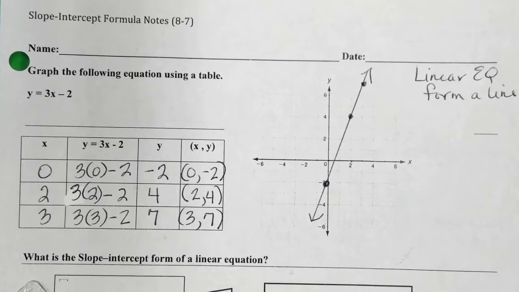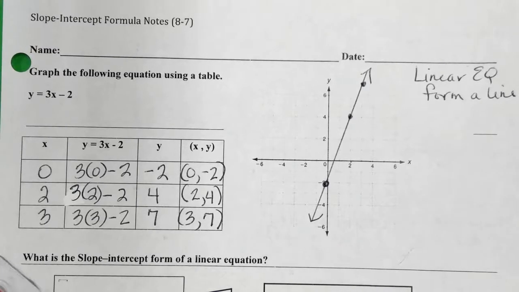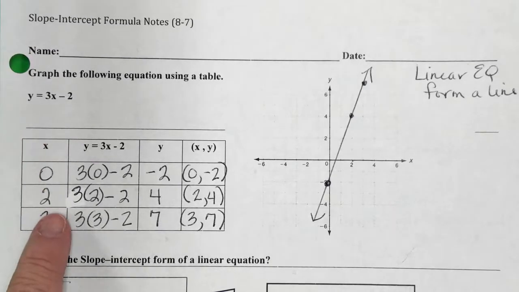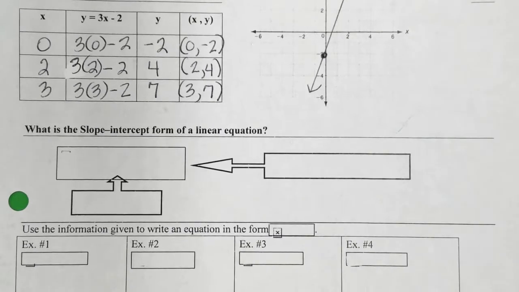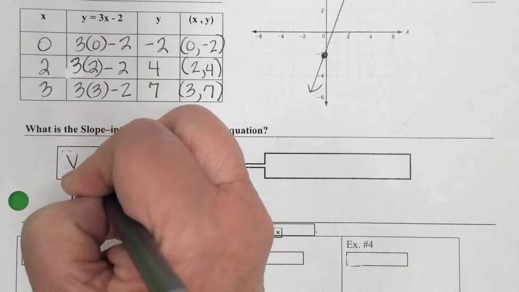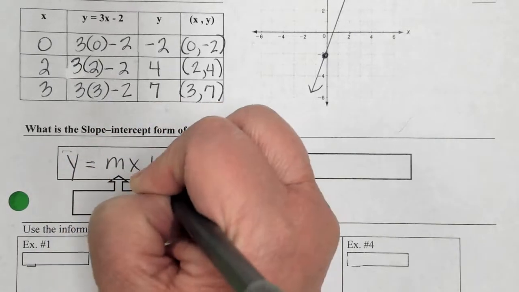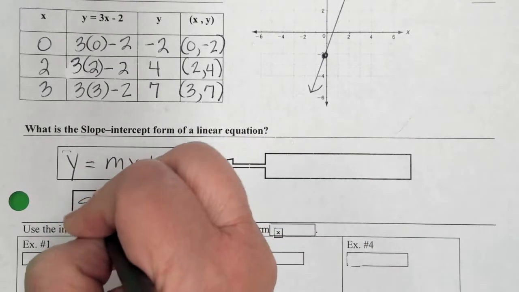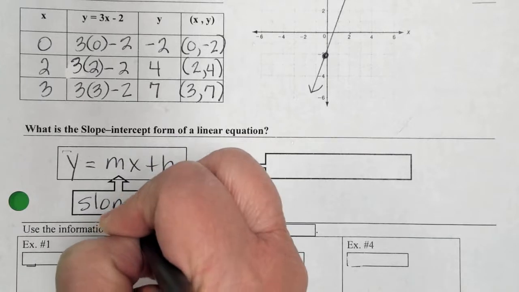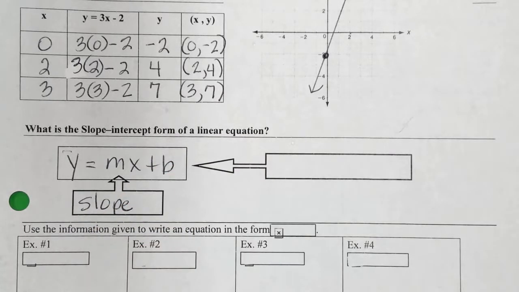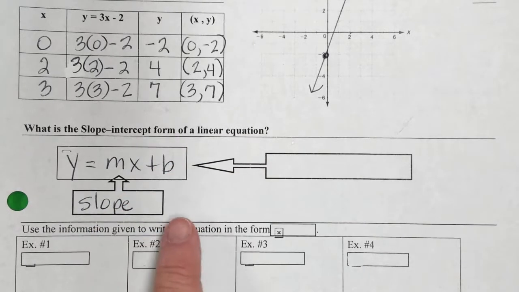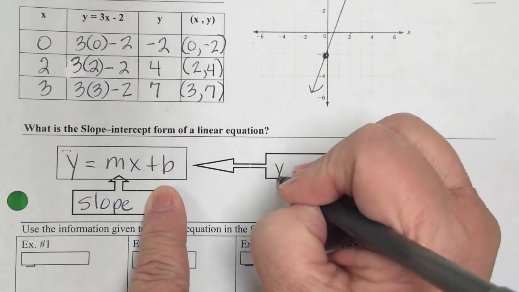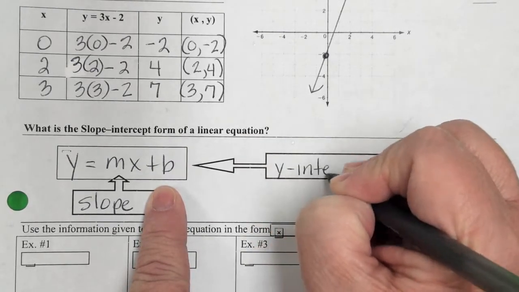All right. We used the equation and made a table. Now we're going to talk about the formula for slope-intercept form. y equals mx plus b. m stands for our slope. We know that from 8-6, where we had to find the slope. b is our y-intercept.